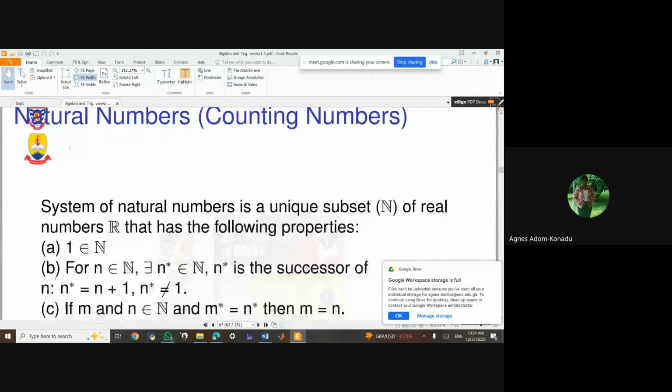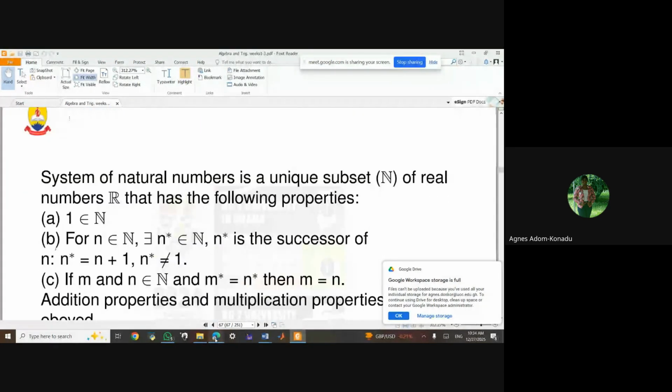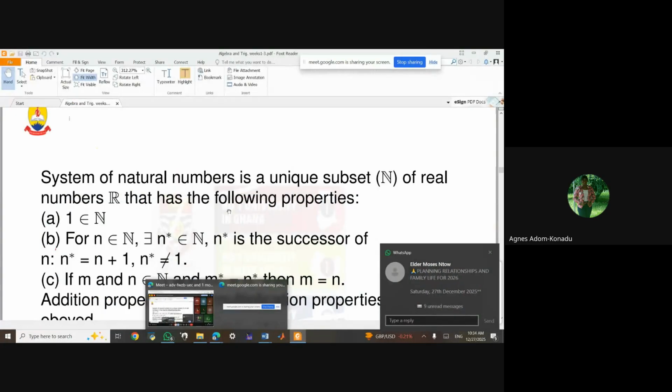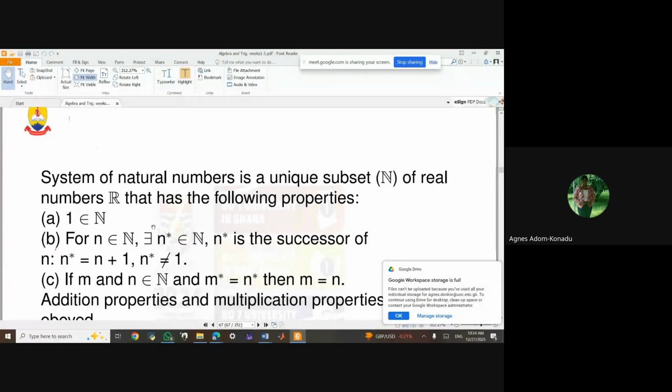So next I want to look at properties of natural numbers. So the system of natural numbers is a unique subset of real numbers that has the following properties.